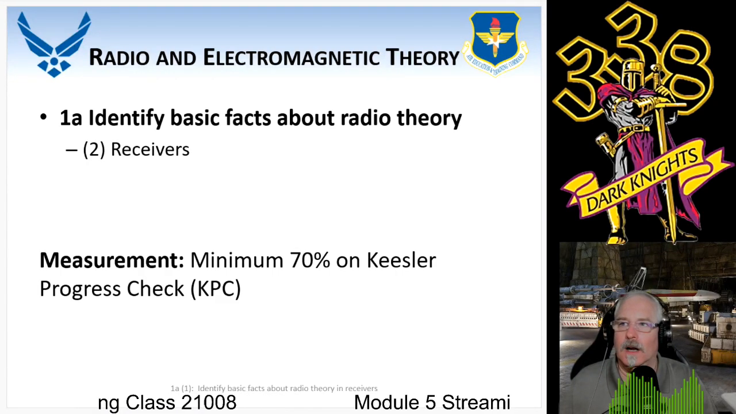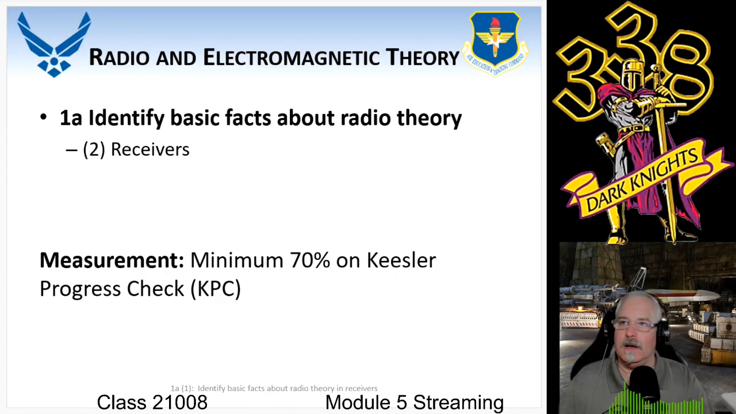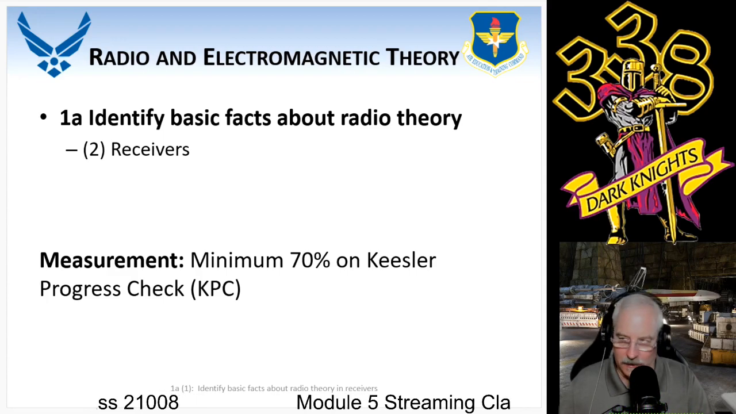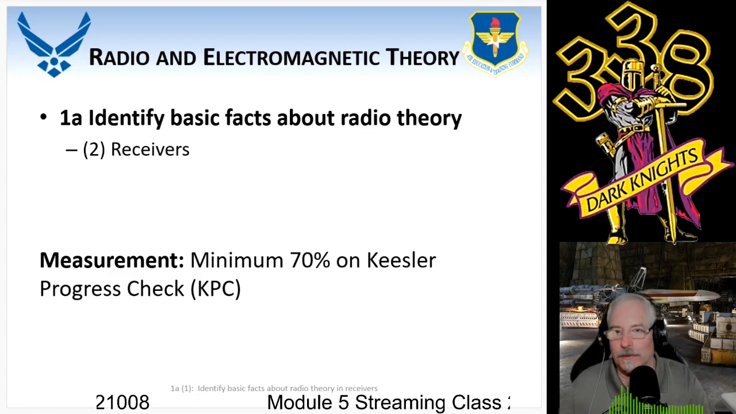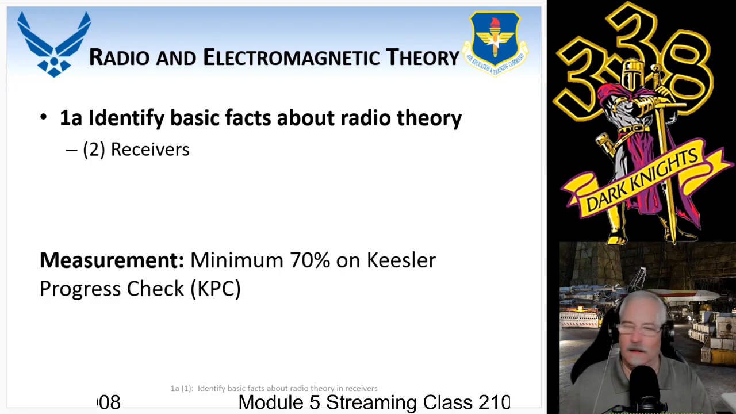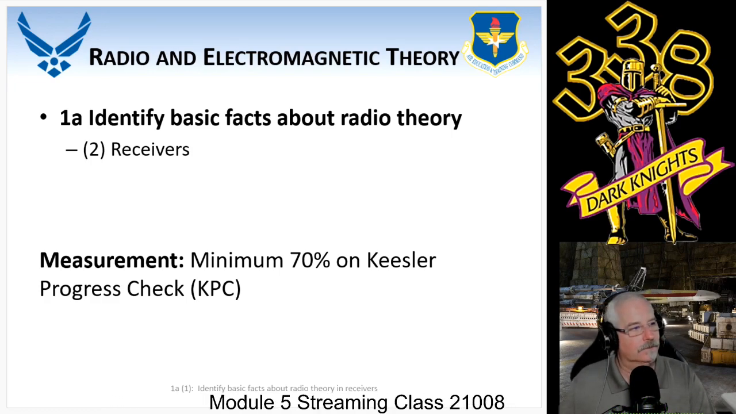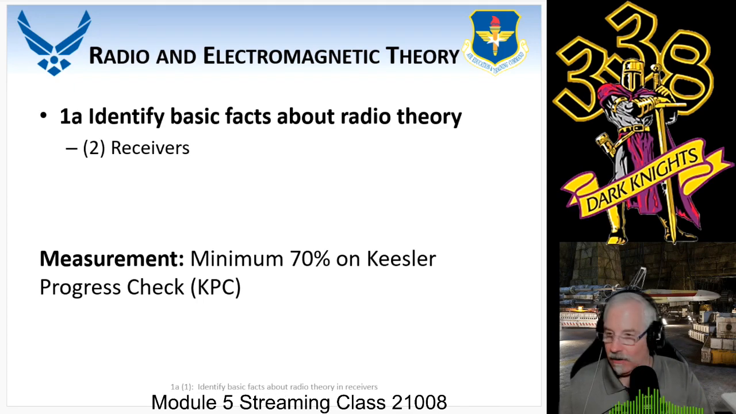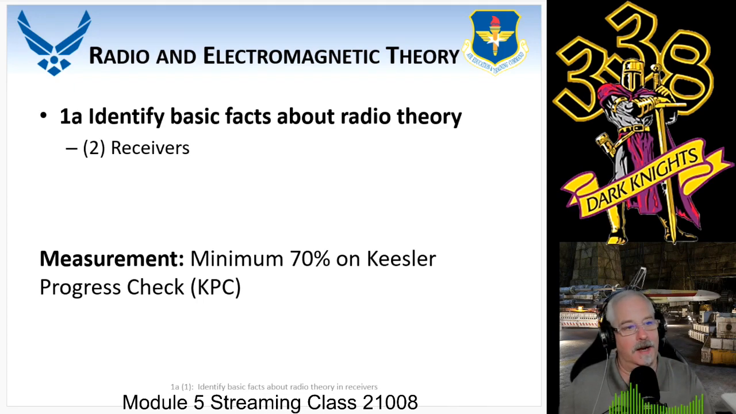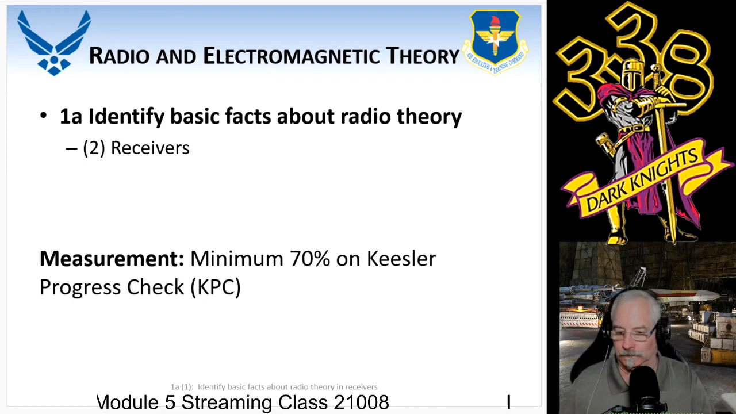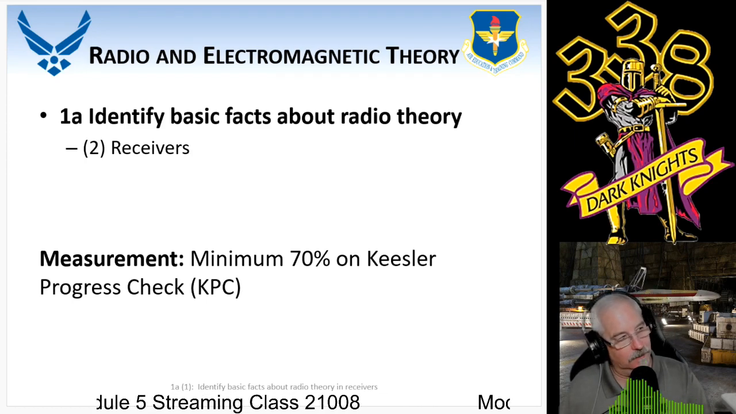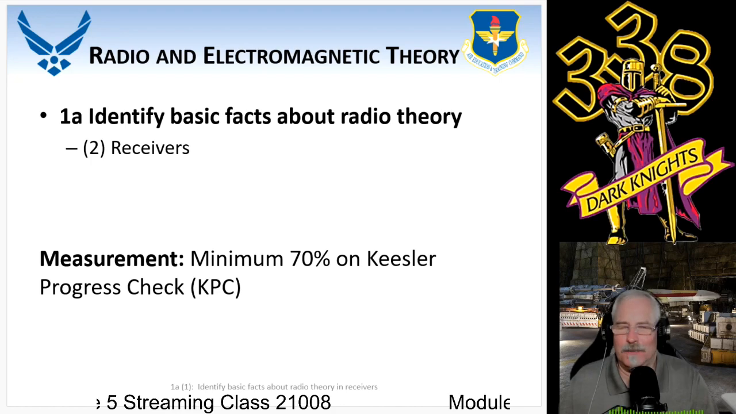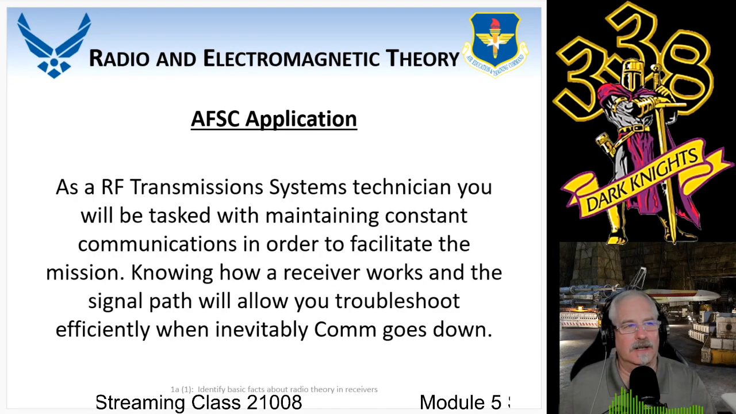Okay, we're going to be looking at identify basic facts about radio theory receivers. Remember, you got to get 70% on the progress check. Now, please understand 1 Alpha, Bravo, and Charlie are still 1 Alpha. We broke them down to make it easier to segment these things out. Just makes things a lot easier in the end run.